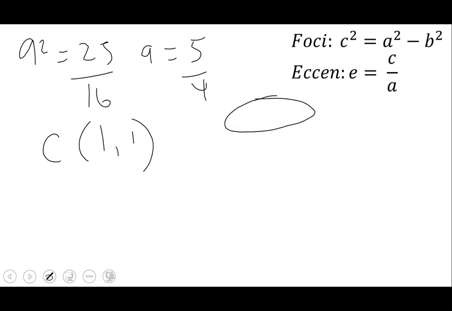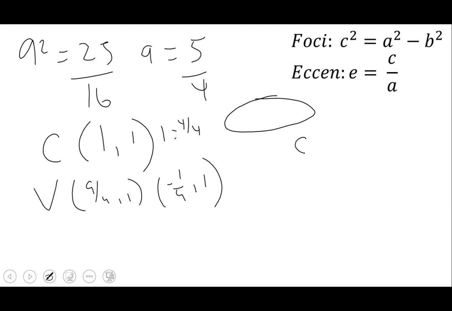Again, this is an ellipse that goes from left to right, which means that my vertices have to be 5/4 units to the left and to the right of the center. So remember that 1 is, of course, equal to 4/4. So if I go 5/4 to the right, I'm going to get (9/4, 1). And if I go 5/4 to the left, I'm going to get (-1/4, 1).